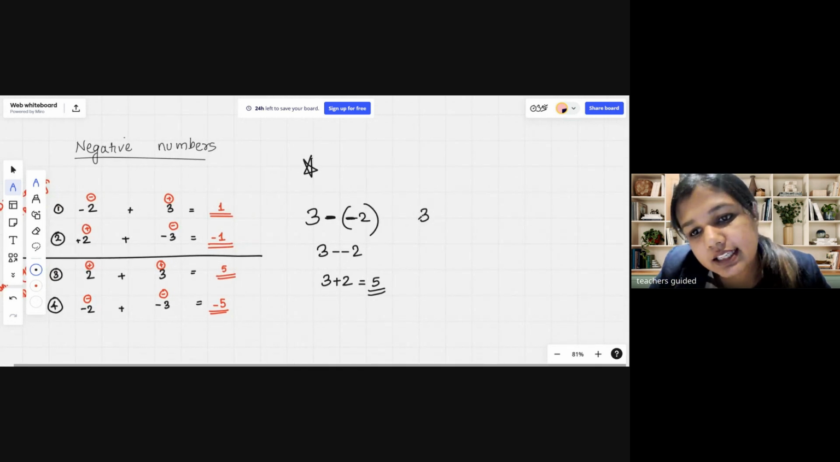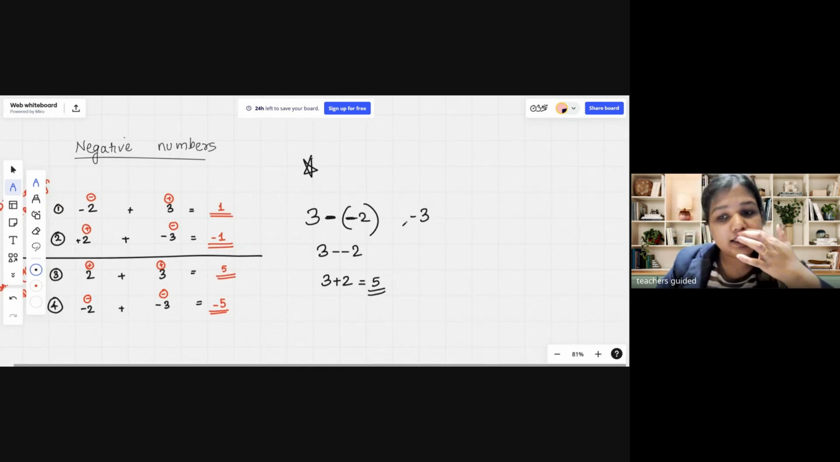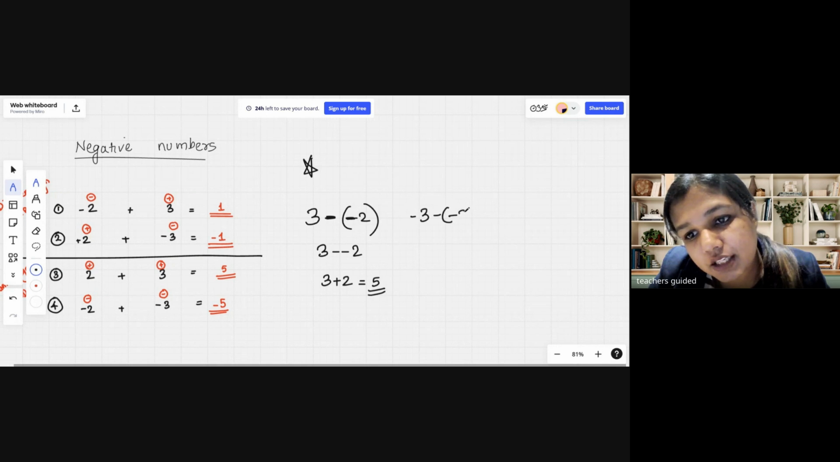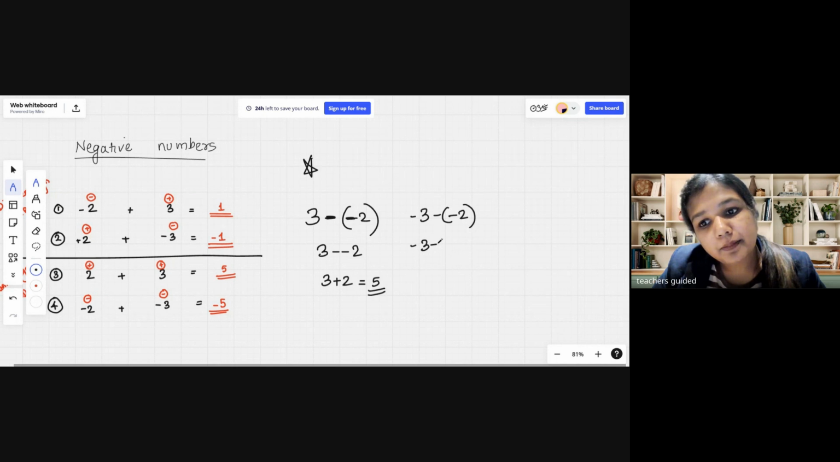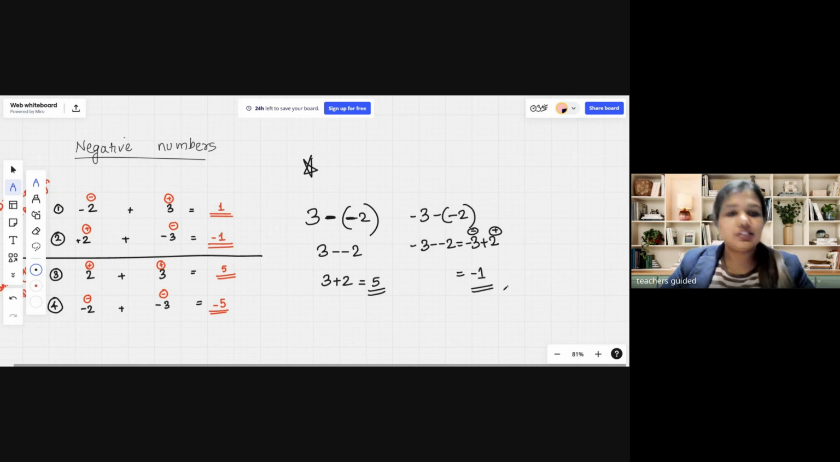Let's take another case, minus 3 minus minus 2. You would have minus 3 minus minus 2, and these two minuses would turn to a plus. So this would in turn become minus 3 plus 2. 3 is negative, 2 is positive, different signs, so you need to take them away. 3 take away 2 is 1. 3 or 2, which is the biggest number? 3. And the sign of 3 is negative. The answer is negative as well.